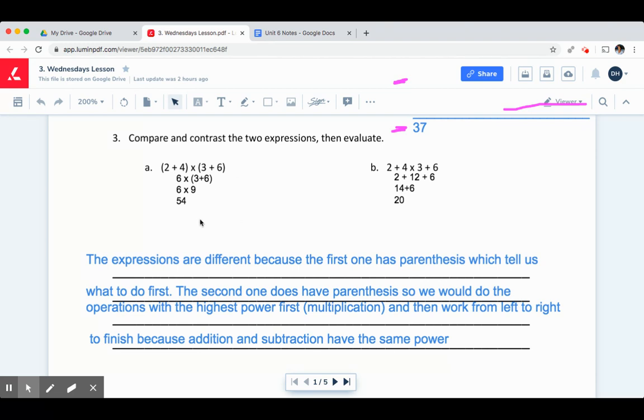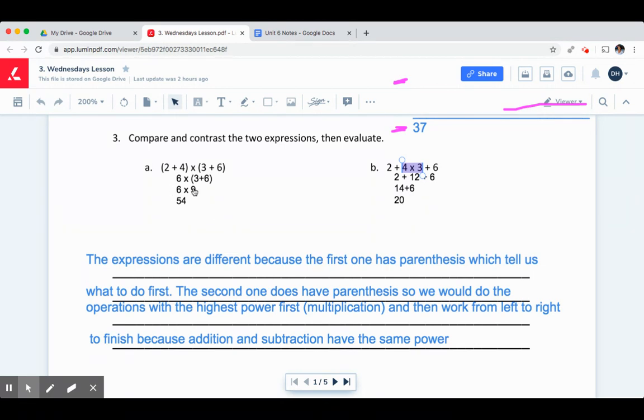Well, the expressions are different because the first one with parentheses tells us what to do first. Because it has two sets of parentheses, we know that we have to solve those two sets of parentheses first before we do the middle operation, which is multiplication. But in the second expression, where there are no parentheses, we can't use that rule because we don't have any parentheses to do first. So that's where we have to use what we learned today. The most powerful operation happens first, and then once we have only addition left, we work from left to right.